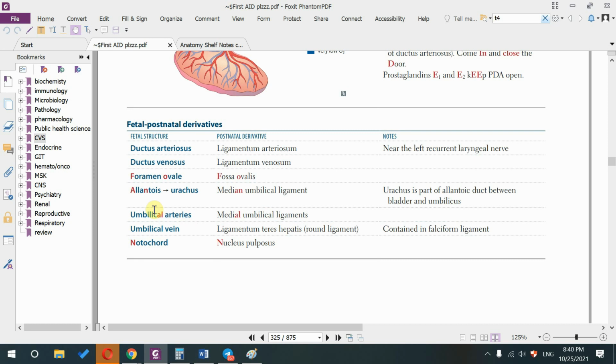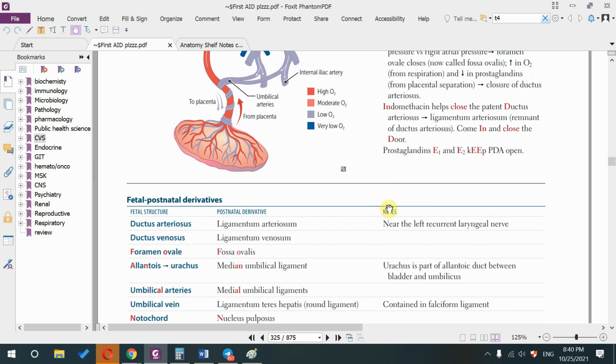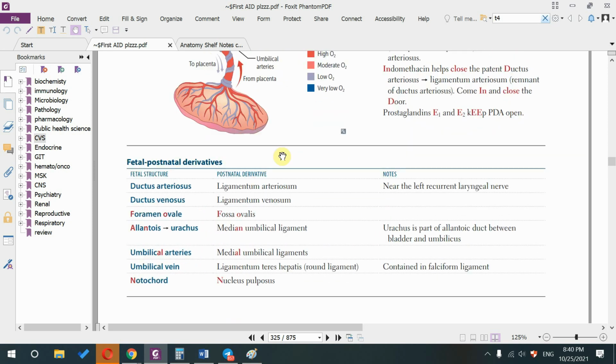They come from the umbilical arteries. And how many umbilical arteries did you have? Correct, 2. The next one is the umbilical vein. So the umbilical vein, this guy, remember? It makes you something called the round ligament, also called teres.